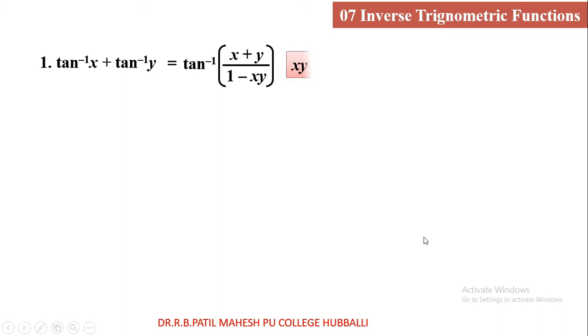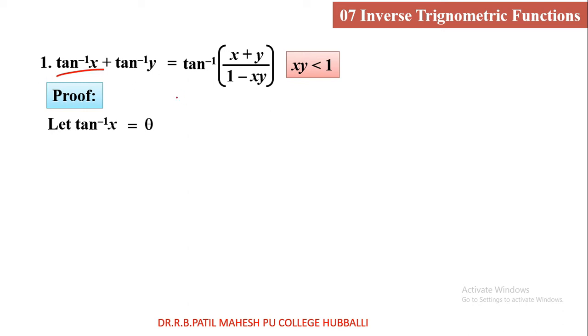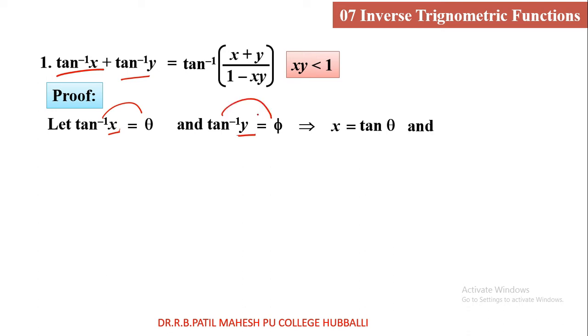Let us prove the first one. Tan inverse x plus tan inverse y is equal to tan inverse of x plus y upon 1 minus x into y, where xy is less than 1. To prove this one, let me take tan inverse x as theta, that you can see. This tan inverse x I am taking as theta. Then tan inverse y as phi, note it. Then x is equal to tan theta. Then y is equal to tan phi. So these are the values of x and y.